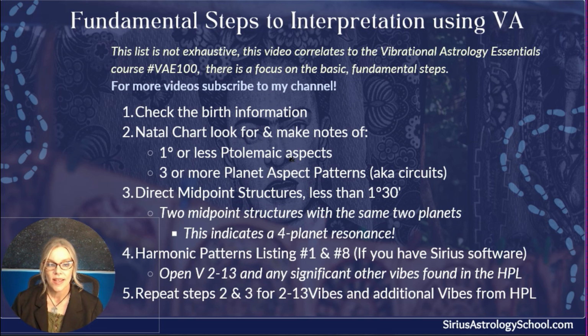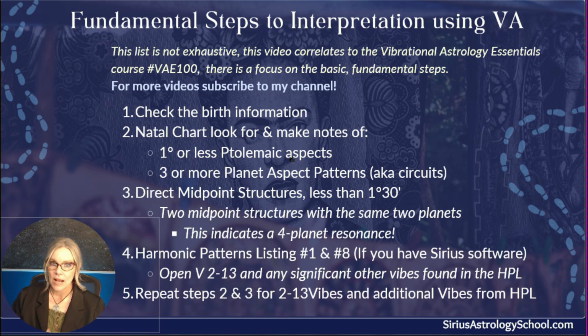So I would look at that and then I would go ahead and open the other vibrations, 2 all the way to 13, and then I would open any subsequent ones that seem to be strong in the harmonic patterns listing. And then after I've got all of that open, I would repeat steps number 2 and 3 with the rest of the vibration charts. So I would see which ones are strong. I would repeat those steps with vibration 2, 3, 4, and so on. And I would make notes to myself about what this means.